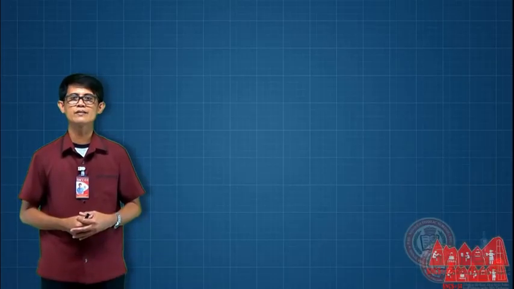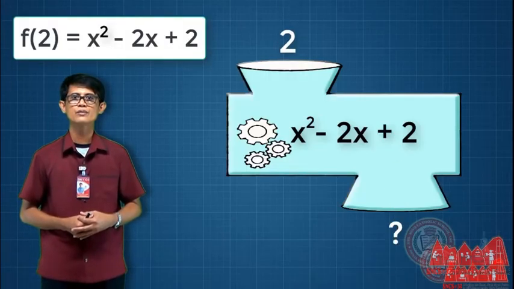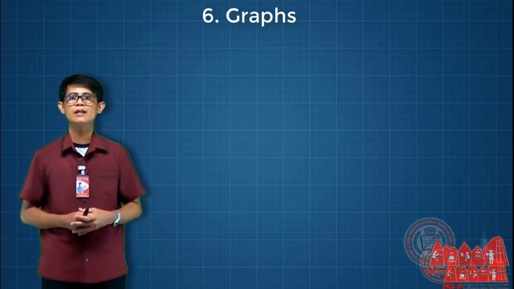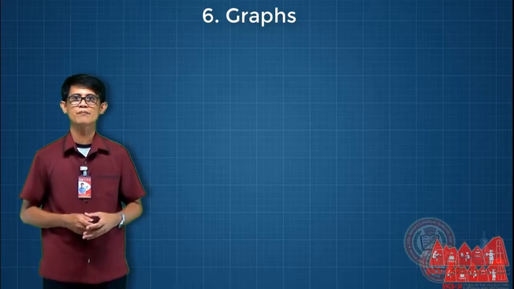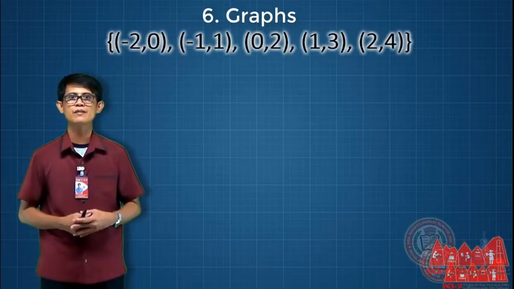Try to evaluate this. f(2) equals x squared minus 2x plus 2. And number 6, relations can be represented by using graphs. Because relations and functions are just a set of ordered pairs, we can plot the coordinate of each point (x, y) on the Cartesian coordinate plane. Going back to our example, plot this on the Cartesian plane and describe its graph.